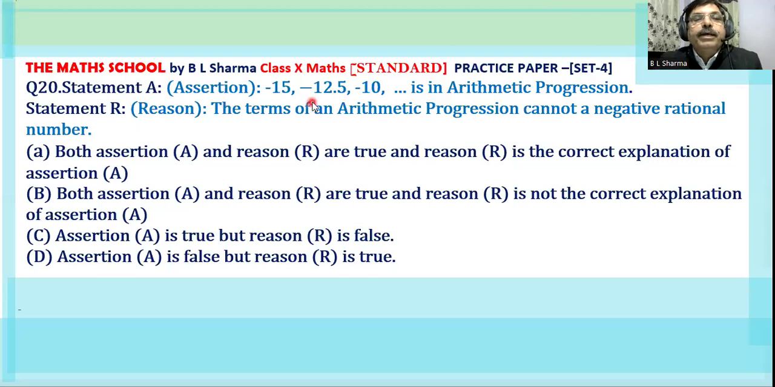Minus 15, minus 12.5, minus 10. Are these in arithmetic progression? Yes, because the common difference is plus 2.5. So the assertion is correct. Number two: the terms of an arithmetic progression cannot be negative rational numbers. No, no. The terms of an arithmetic progression can be negative or positive, rational or irrational numbers. It doesn't matter. So R is not correct. A is correct, meaning assertion is true, but reason is not true. So C is the correct option. That's all for this question.